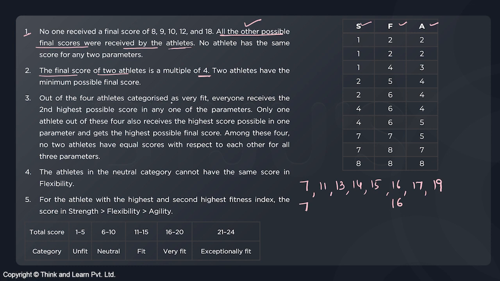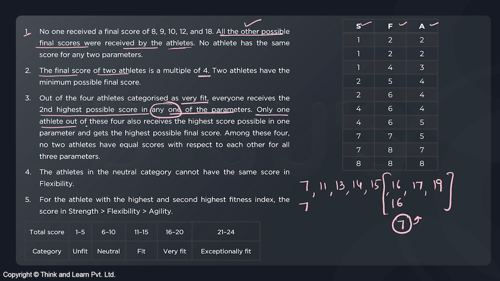Out of the 4 athletes categorized as very fit, which 4 are very fit? These 4 are very fit. Everyone received the second highest possible score in any one of the parameters. Second highest possible score, which is 7. So everyone has received a 7 in any one of the parameters. They might have received 7 in strength or flexibility or agility, anywhere it will be 7.